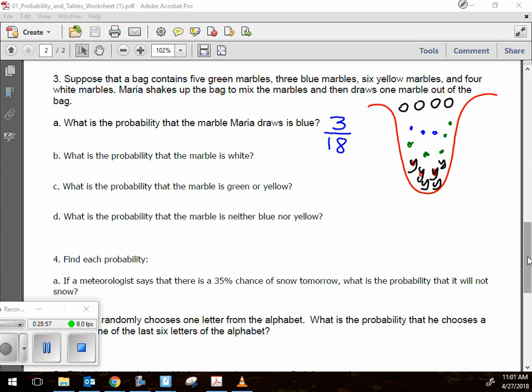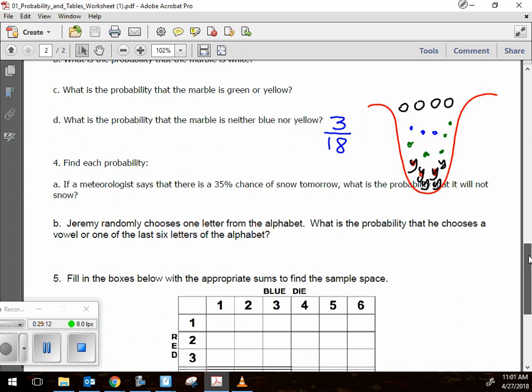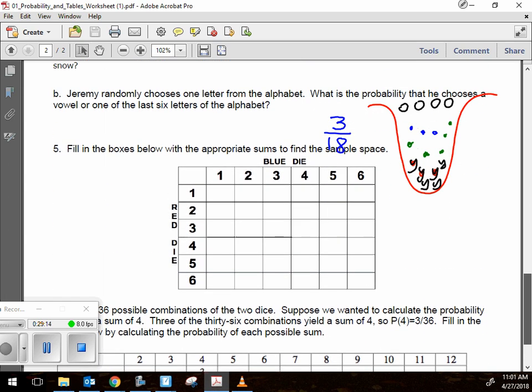I am fine with you leaving your answers that way. The answer key is going to give it as a decimal. All you got to do is divide your 2 numbers. But it's a lot faster if you don't have to grab your calculator, so I'm saving you some time here. I think we all know how to put in 3/18 on the calculator, and we'll save the time of doing that. All right, moving on.